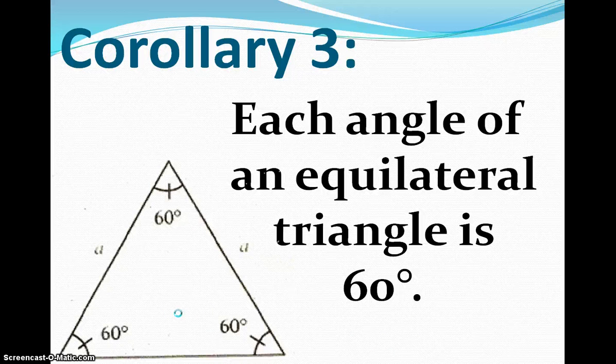The third corollary, as you probably would guess, is that each angle of an equilateral triangle is 60 degrees. Again, if all of them are equal, that means 3 times one of the angles would be equal to 180 degrees, and 180 divided by 3 is equal to 60.